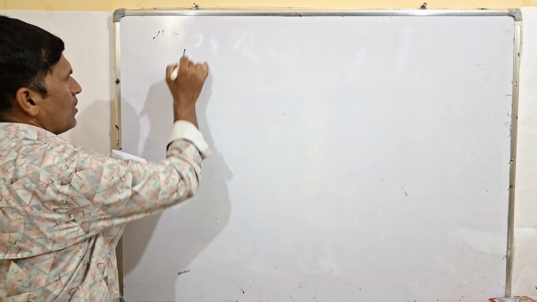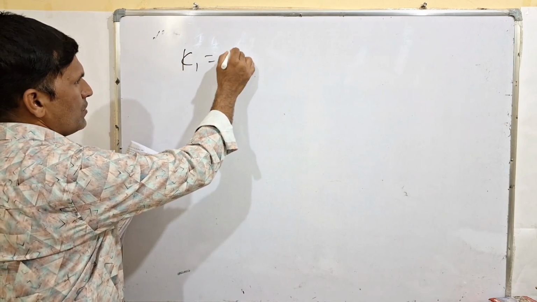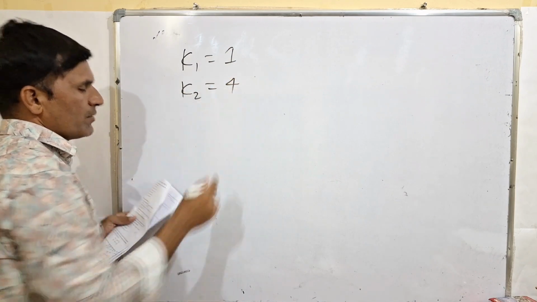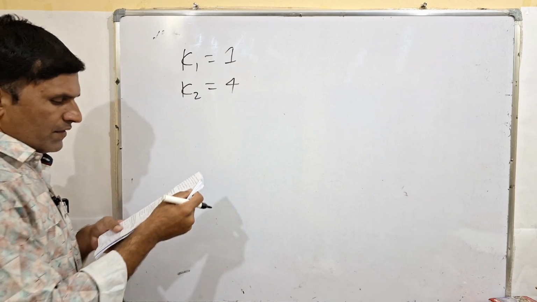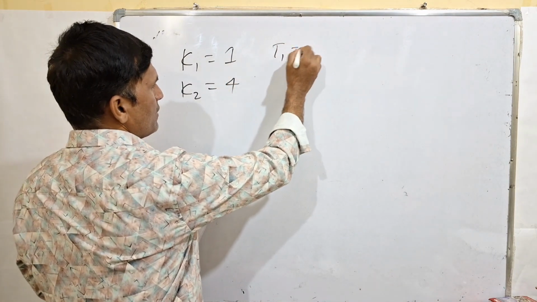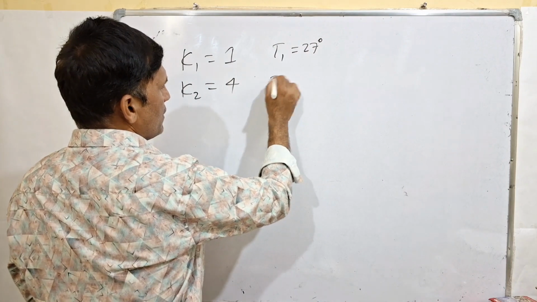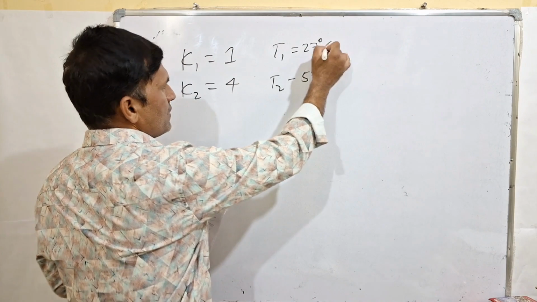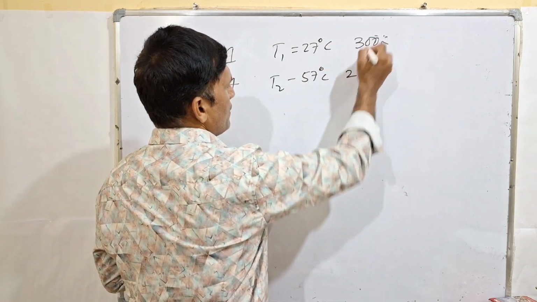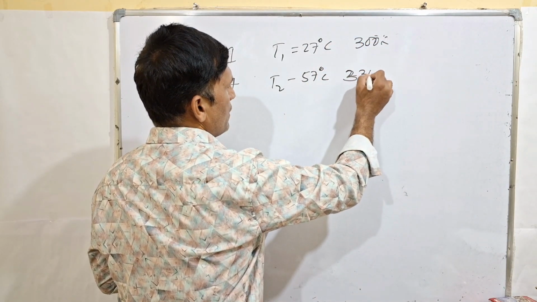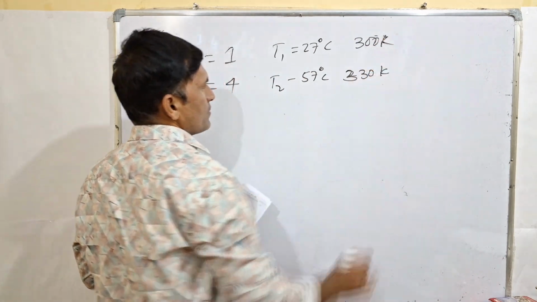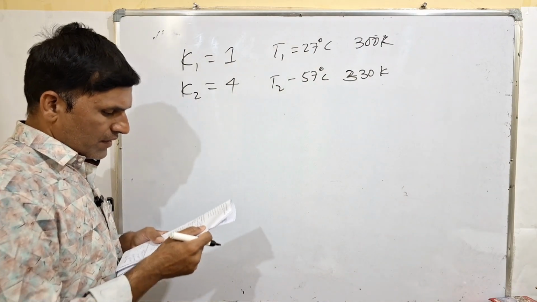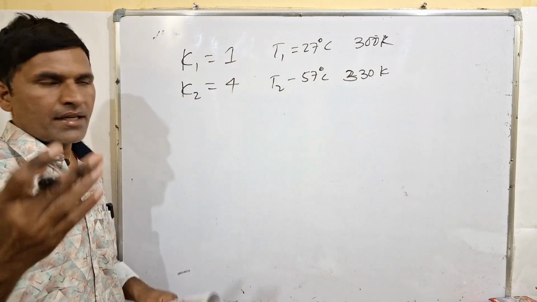The rate of the reaction quadruples, that means K1 was found to be 1, so your K2 quadruples, meaning 4 times it is increasing, when you change the temperature T1, that is 27 degrees Celsius, to T2, 57 degrees Celsius. 27 degrees Celsius in Kelvin is 300 Kelvin. And here it is 330 Kelvin. Okay. Now these two are given and they are asking you to calculate energy of activation.